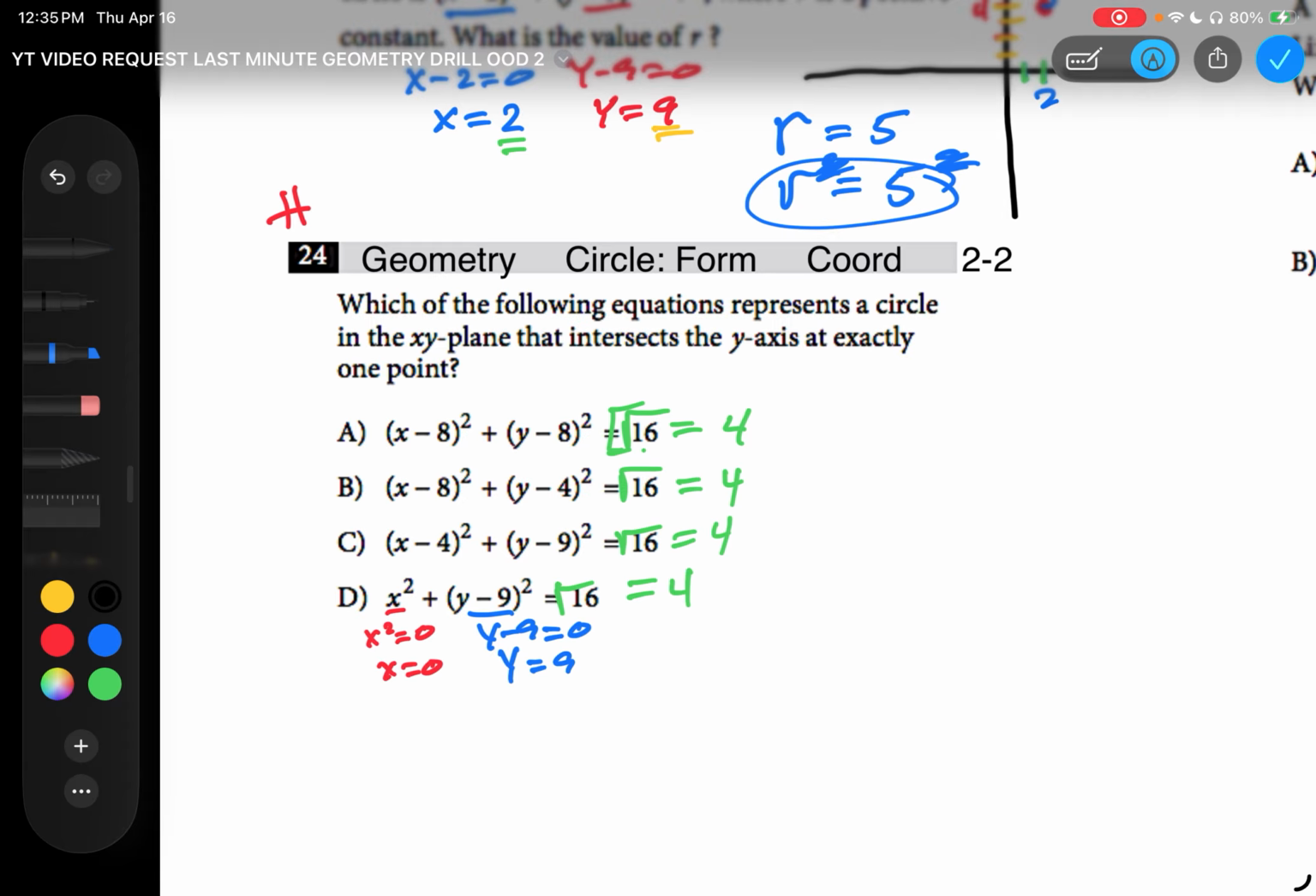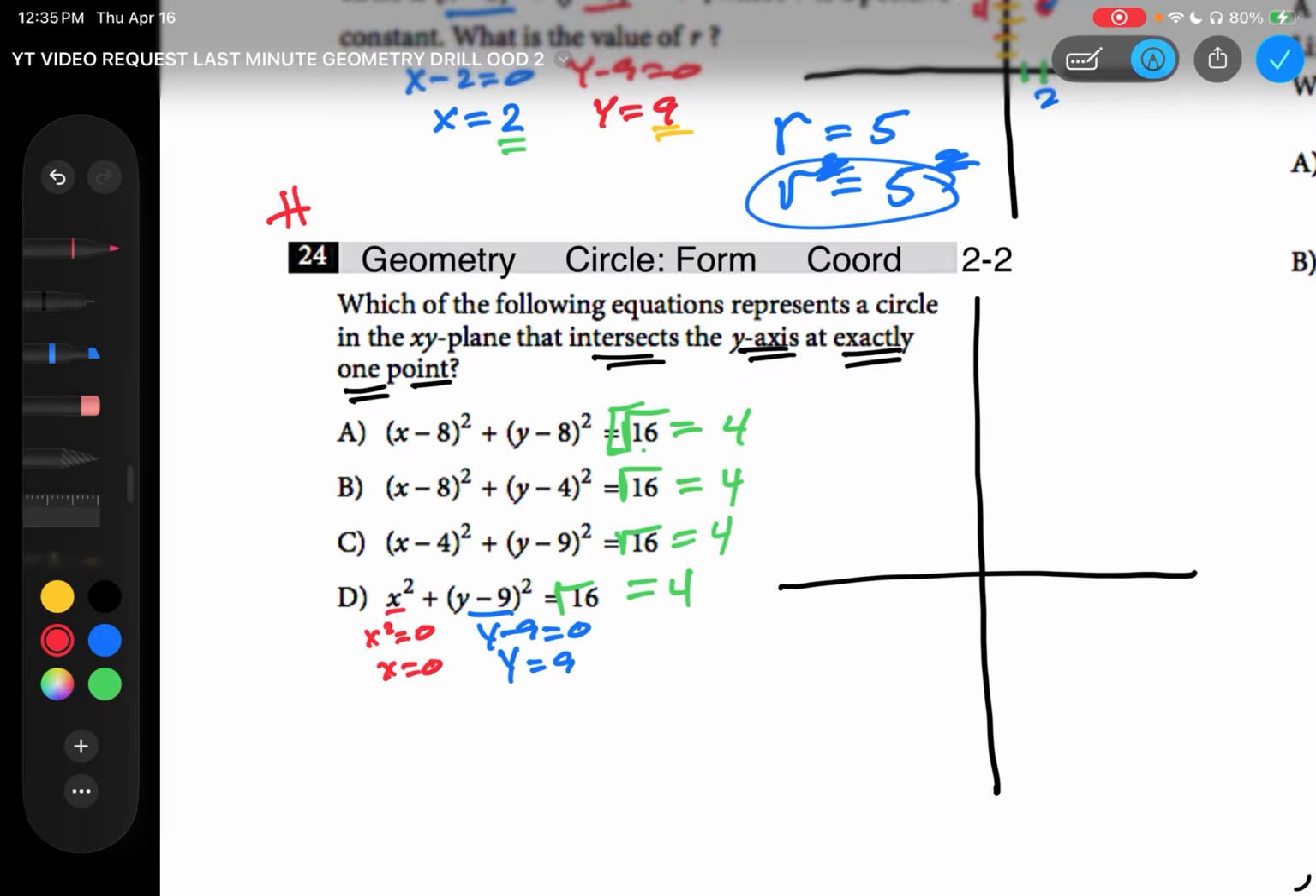So this question is asking, why is it a hard question? Because of the setup. Which of the following equations represents a circle in the xy plane that intersects the y-axis? So it has to intersect the y-axis at exactly 1 point. Not 2 or 4, 1 point. Let me draw this xy coordinate plane.